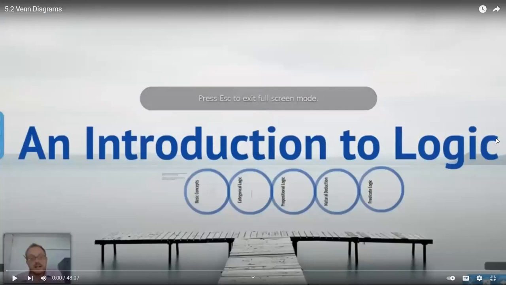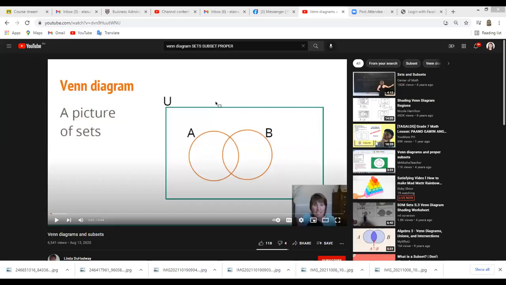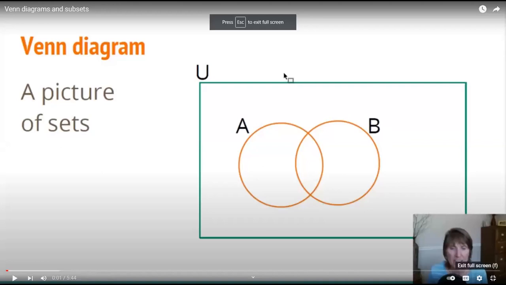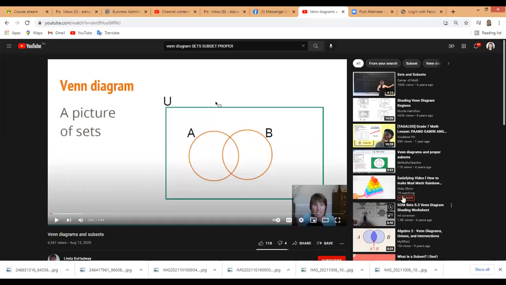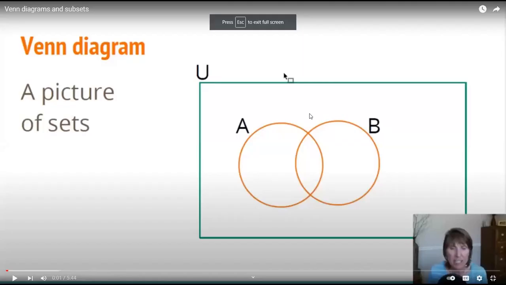Hi. So we will watch another video about the different kinds of sets for Venn diagram. So we have here a video of Miss Linday Duhaday. So let's watch her discussion about the subsets or the different kinds of sets for Venn diagram.